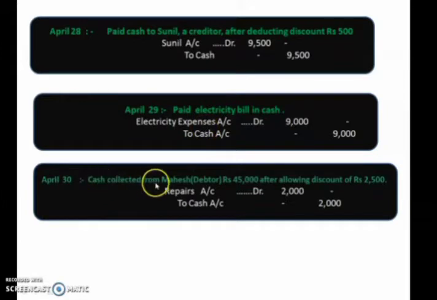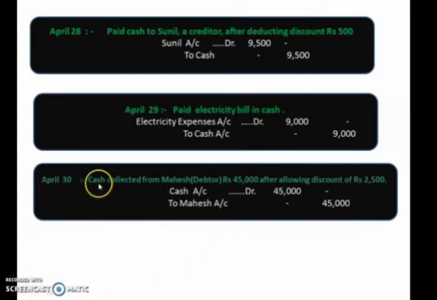The last transaction is April 30th. Cash collected from Mahesh, rupees 45,000 after allowing discount of rupees 2,500. So from our debtor, we received some cash, that is 45,000. Discount was allowed 2,500. So after discount, we received from Mahesh 45,000. So cash is coming into the business. So cash increases, and cash account will be debited with 45,000 to Mahesh account.